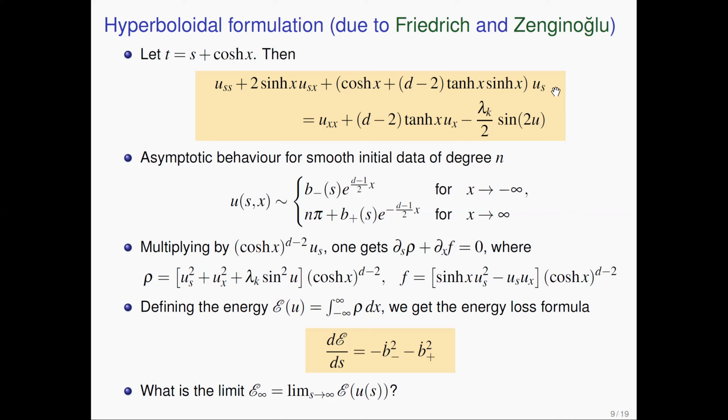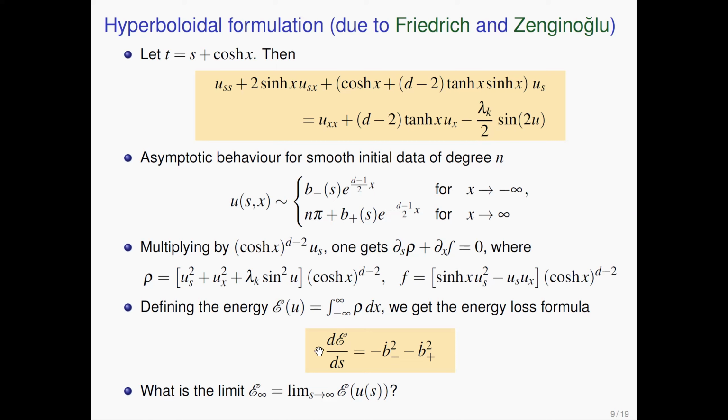Now, if I multiply this equation by a suitable multiplier involving the first derivative with respect to S, this equation becomes a conservation law, written here. And now I can integrate this conservation law over x from minus to plus infinity. And then I get the energy loss formula for this energy, which is different from the original energy. This is now a type of Bondi energy.